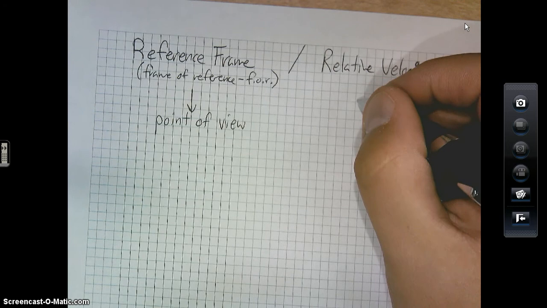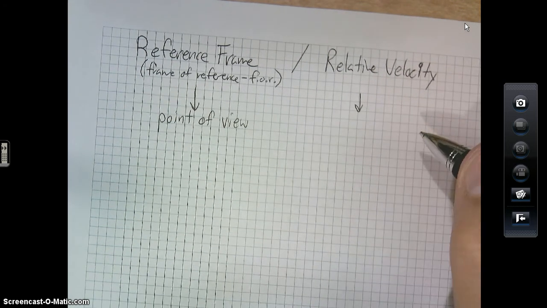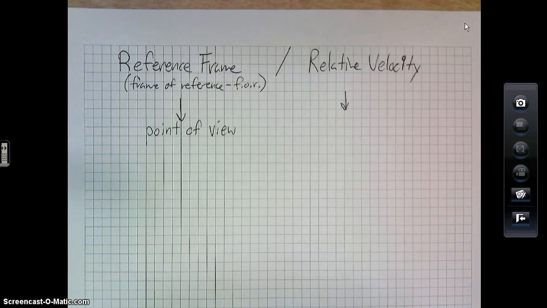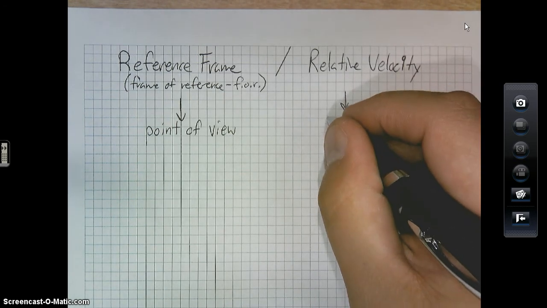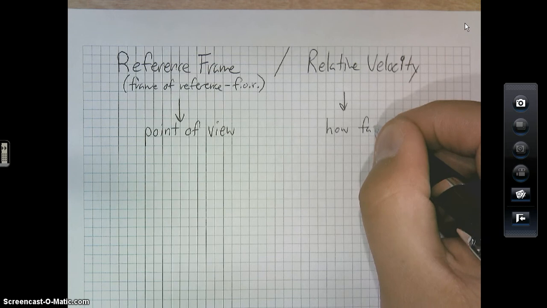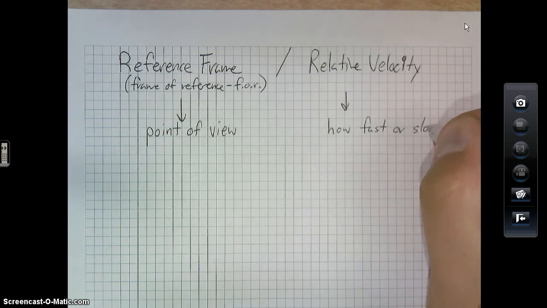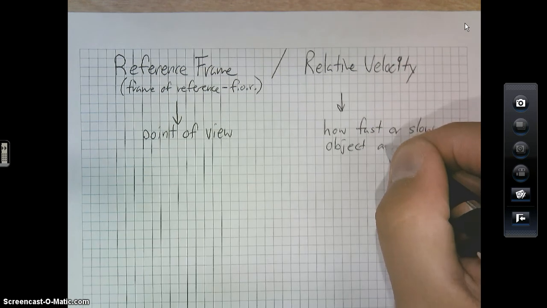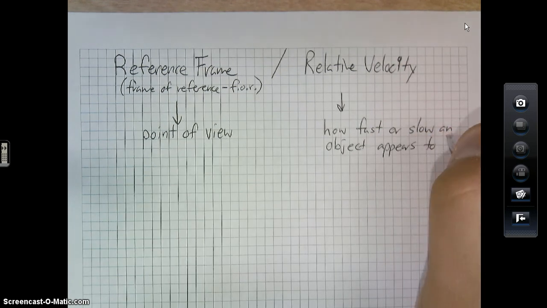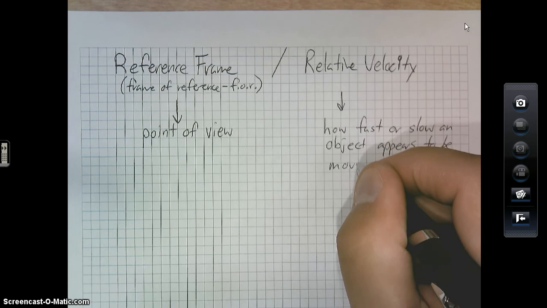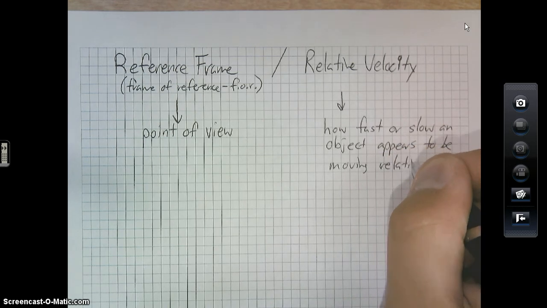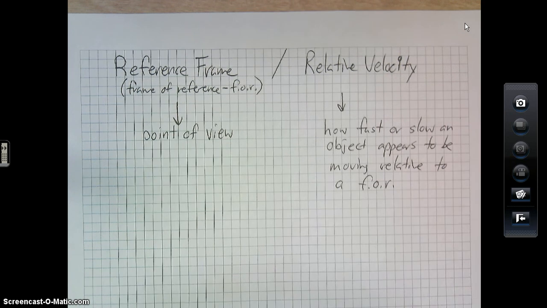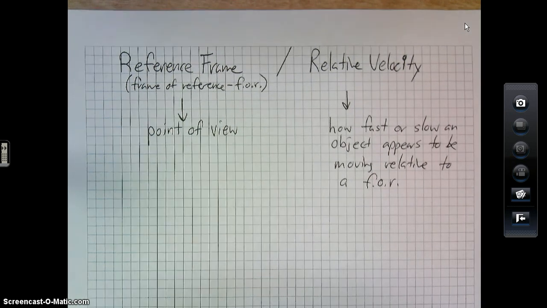Now, a relative velocity is essentially how fast or slow an object appears to be moving in that frame of reference. So I'm going to write down the definition here. How fast or slow an object appears to be moving relative to a frame of reference. And again, as we do a few more examples, it hopefully will make a little more sense.